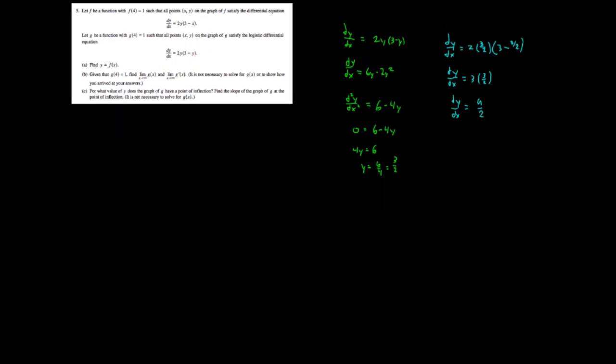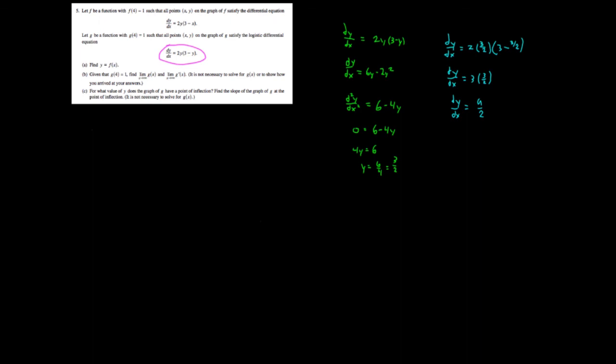Going on to letter C. For what value of y does the graph of g have a point of inflection? Find the slope of the graph of g at the point of inflection. Okay, here we go. Easy work. So what you got to do is find the second derivative of g of x. Luckily, they already give us the first derivative right here. So all we have to do is take the derivative of that, and we have the second derivative.